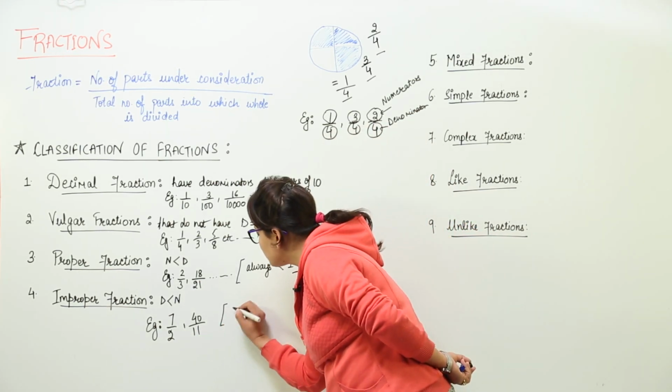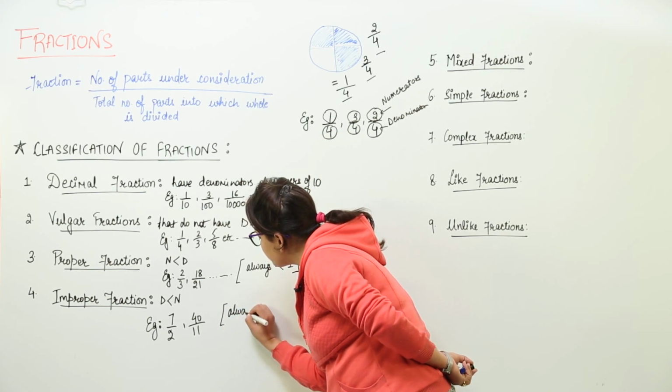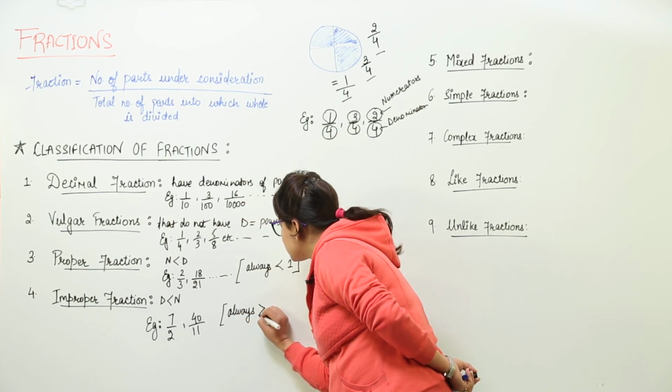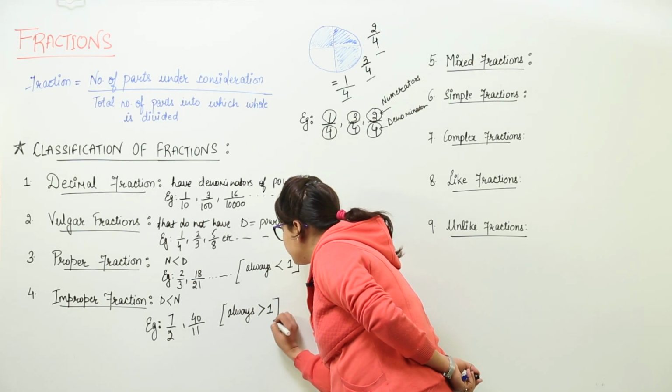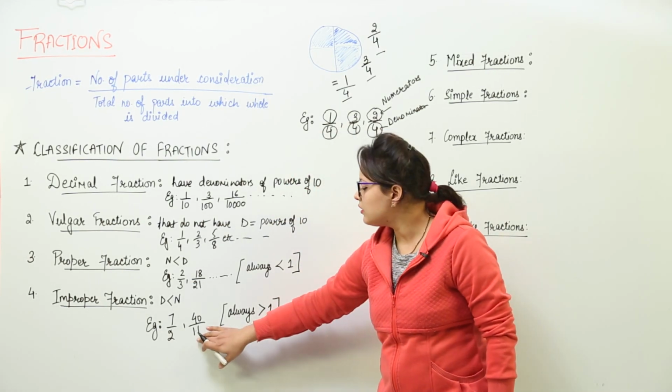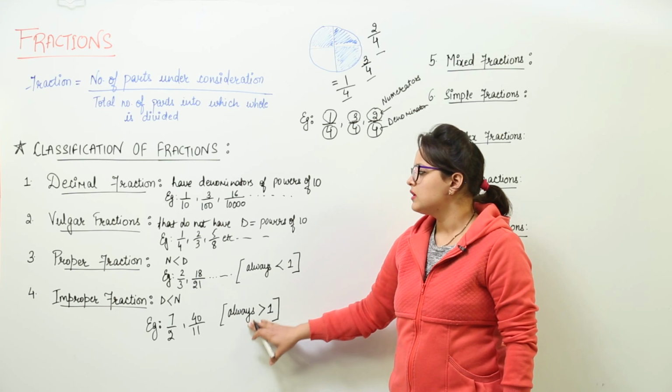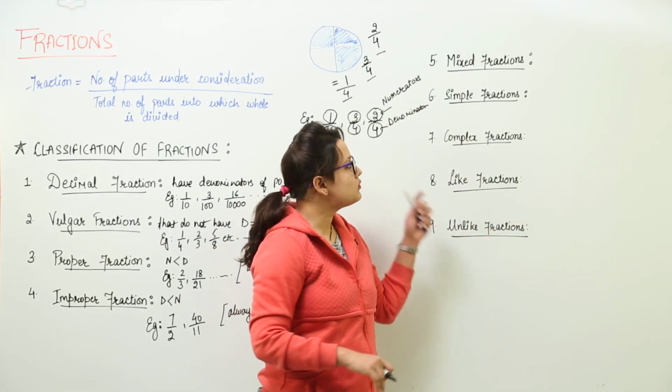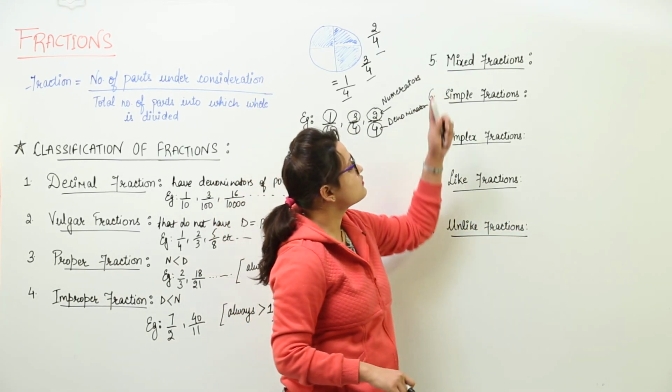We have a note over here also, that improper fractions are always greater than 1, right? Their value will always be greater than 1. So these were the 4 types. Moving on to the next types, we have the mixed fractions.